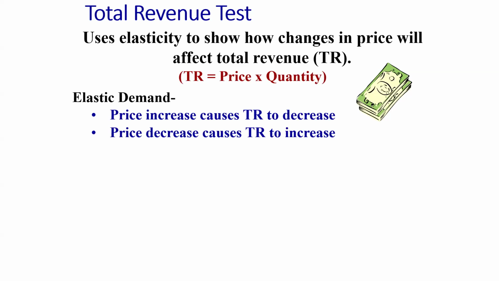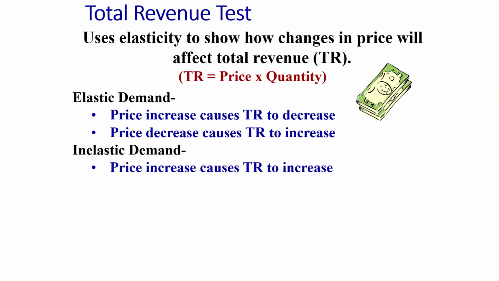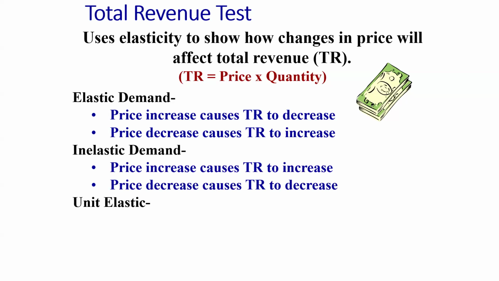And then again, I would like to put a star next to this to denote there's definitely a question on it. Inelastic: price increases cause total revenue to increase. So they are a direct relationship. And then unit elastic: price increases, no change in total revenue.